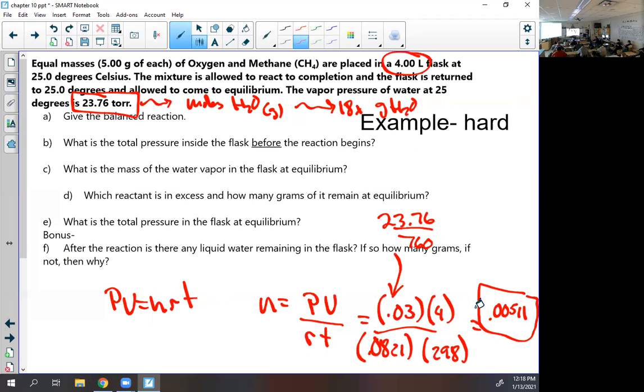All right, now, is that the answer I want? No, that's moles. So that was this part. So then I need to multiply it by 18. So 0.00511 times 18, and I got a pretty small number. I don't think I ever wrote it down. What is it? Point what? 09. I know I did that somewhere. Where is it?